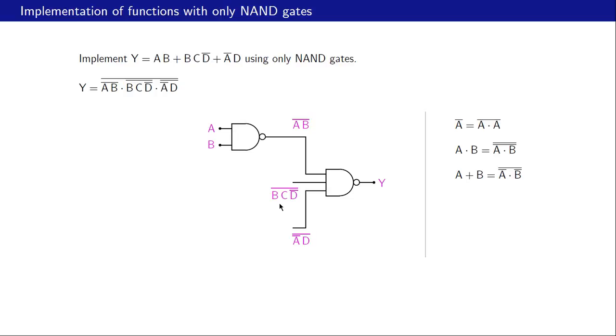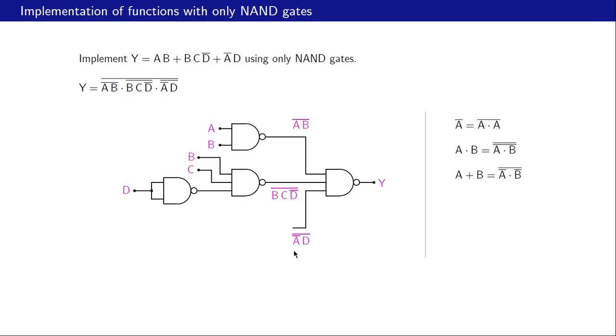What about this term? We have BCD bar and the bar of that. So this can be achieved using a 3 input NAND gate with inputs B, C and D bar, and D bar can be obtained by using this equation. So we use a NAND gate with inputs D and D. So that is B, C and D bar has been obtained with this NAND gate by connecting these 2 inputs together and then connecting that to D.